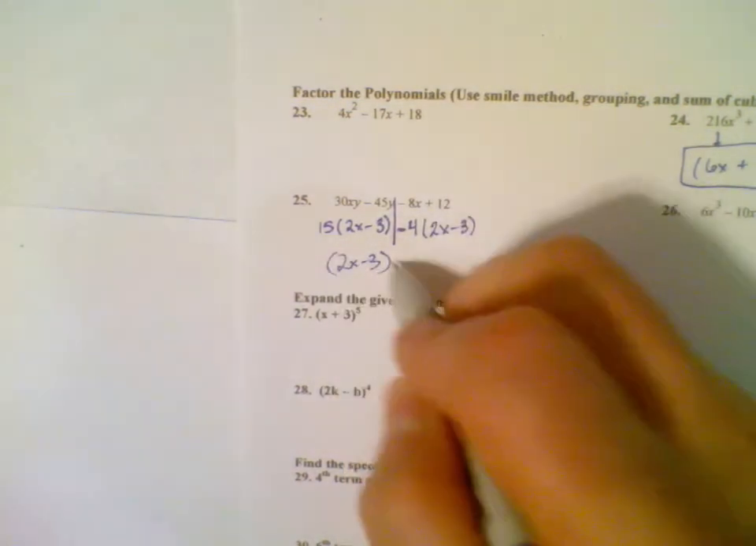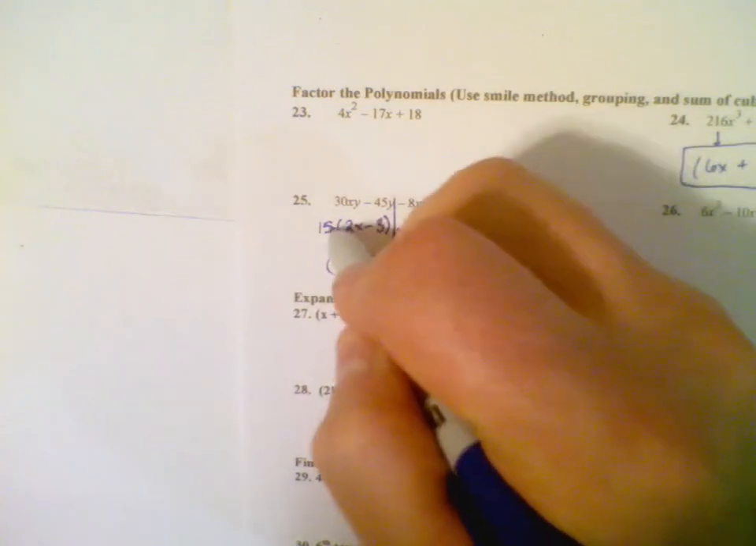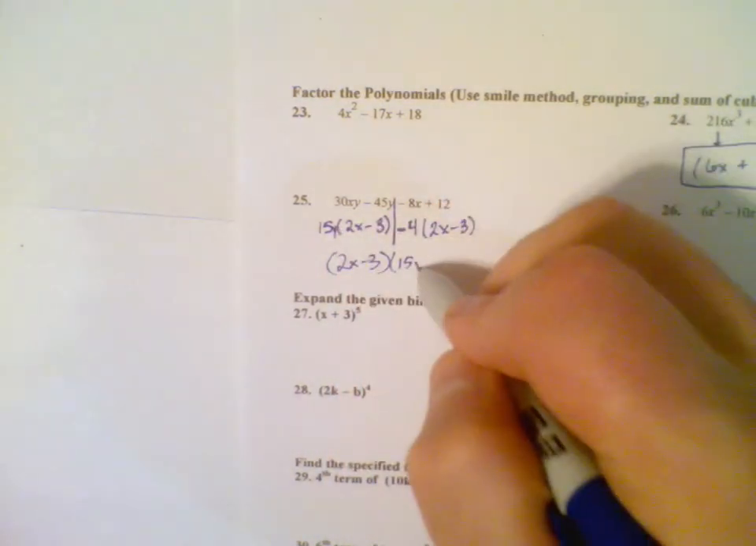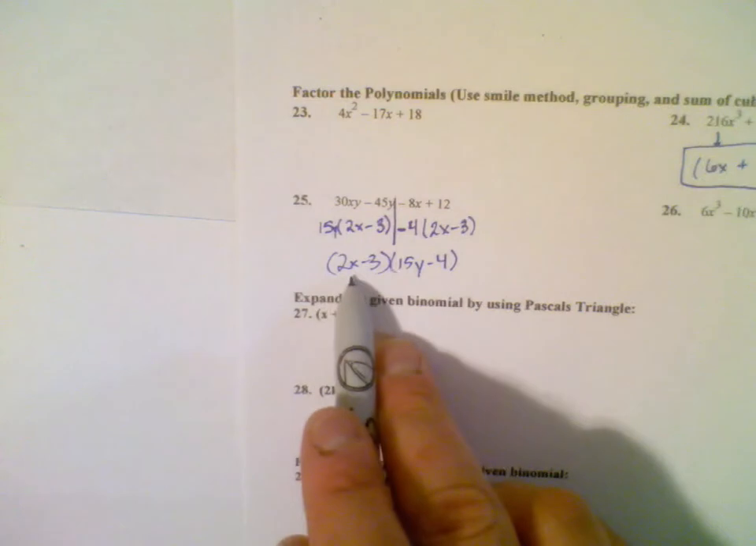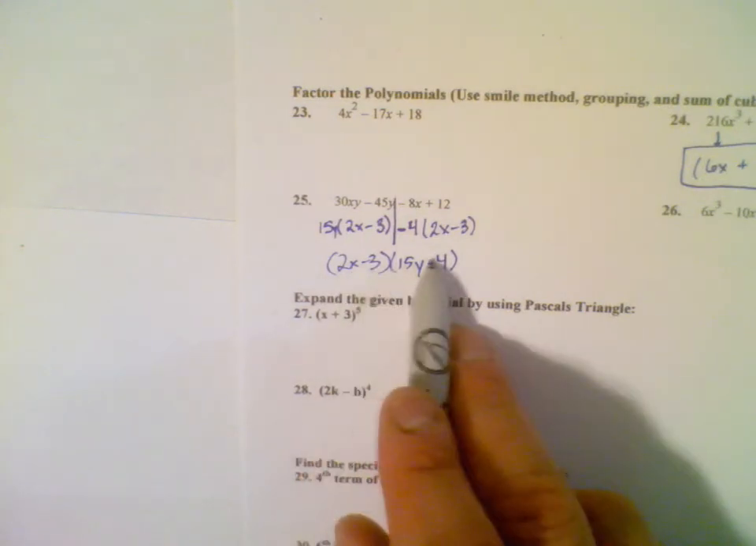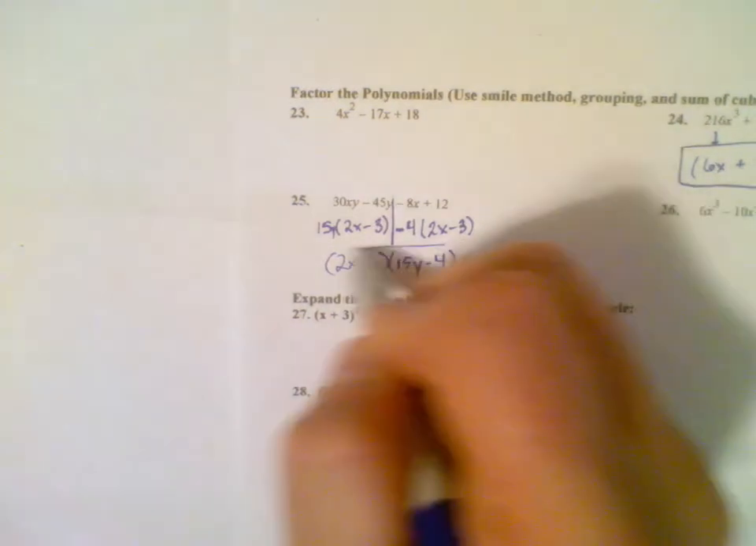So I have 15. That should be a 15y. Sorry. 15y minus 4 in the other parentheses. Okay? Once you do that, you look and see if you can do anything else. I cannot take anything else out, so that is my answer. Those are my grouping answers.